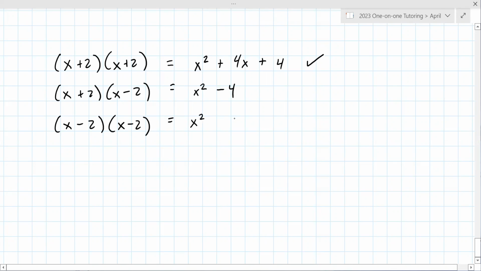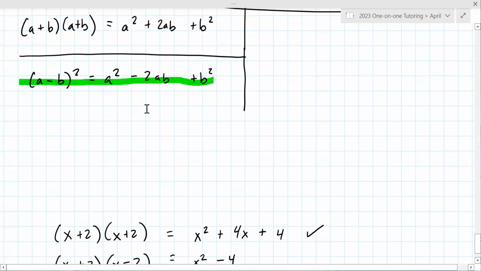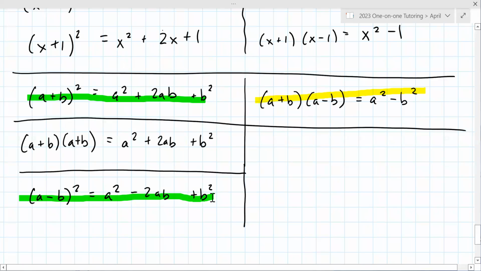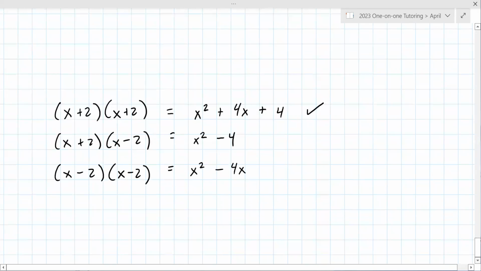x squared minus 4ab or 4x... No, 4x. Remember, it's a lot like the first one. What was the only difference between this one and the third one here? If we go back and look, it's the ones in the green. What's the only difference between them? That the middle one's negative. So what does that do here?